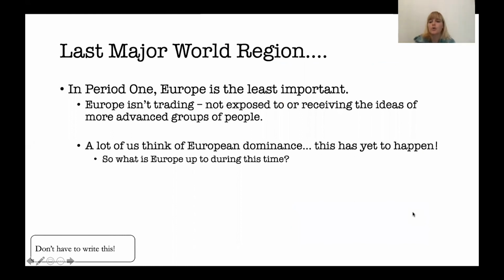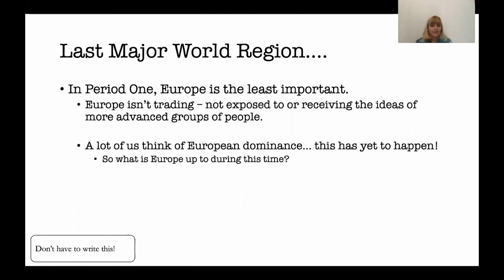Okay, guys, so you don't have to write this, and I've already briefly mentioned it, but let me go over this again. All right, in period 1, so between 1200 and 1450, Europe is pretty much the least important region that we talk about. And I know that's crazy, because after period 1, Europe's going to be a major power player, okay? Europe's going to be very important. Columbus is going to come out of Europe, all right?